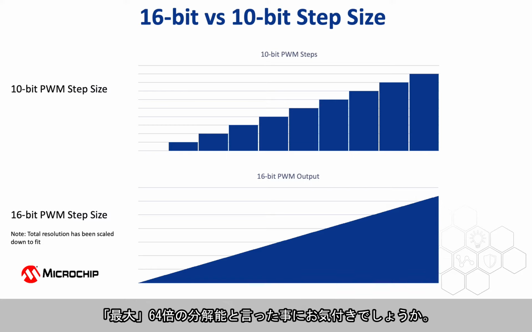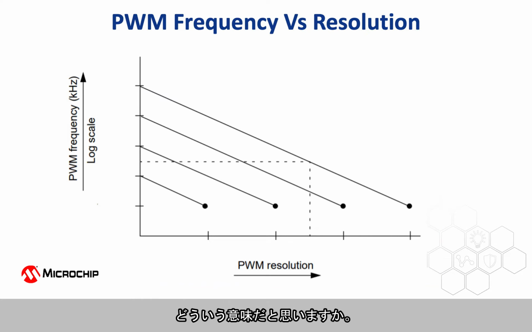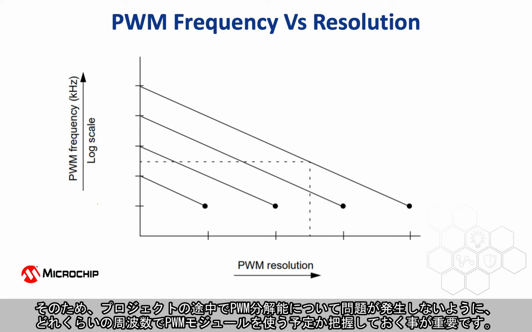You may have noticed I said up to 64 times the resolution. What does that mean? As a PWM peripheral's base frequency is increased, the resolution possible from that PWM peripheral decreases. So it's important to know approximately what frequency you'll be running your PWM peripheral at so that you don't have any unexpected problems with PWM resolution when you are developing your project.